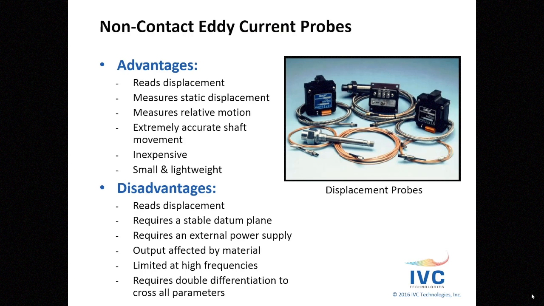Some of the disadvantages: again, it directly reads displacement. So if you want to look at acceleration, this isn't the best choice. It requires a stable datum plane, or stable mounting or fixturing is what they mean. It requires an external power supply. The output can be affected by the specific material. It's also limited at high frequency ranges. Normally this is for slow speed applications where you have a lot of movement at a low frequency. And it does require double differentiation to cross all the parameters to get from displacement back to acceleration.